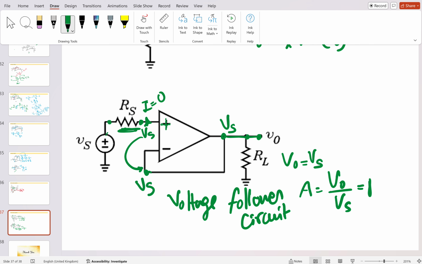So these are the methods to calculate the value of V output: you just have to apply KCL at that particular node or the voltage division principle, and you can solve it. That's all for today's session, and we will solve a few of the problems of the op-amp in the next tutorial session.